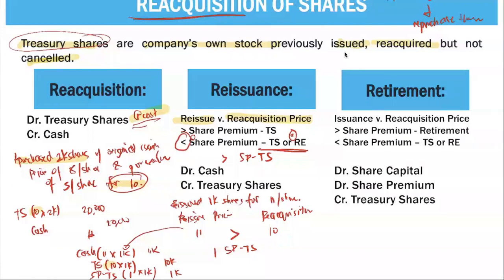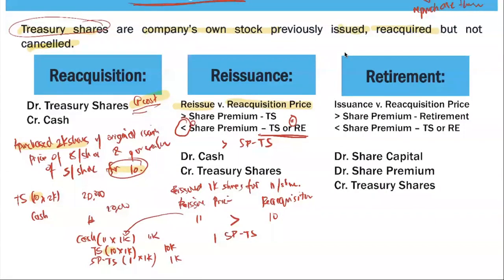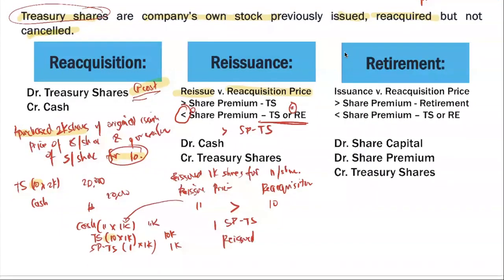Right. So the difference, if the reissue price is greater than the reacquisition price, we place it in your share premium TS. What if it is lesser? So let's say we reissued 500 shares for 3 per share. How much is the reissue price? 3. What is the reacquisition price? 10. So it's less than. The difference is 7. So how do we record that?